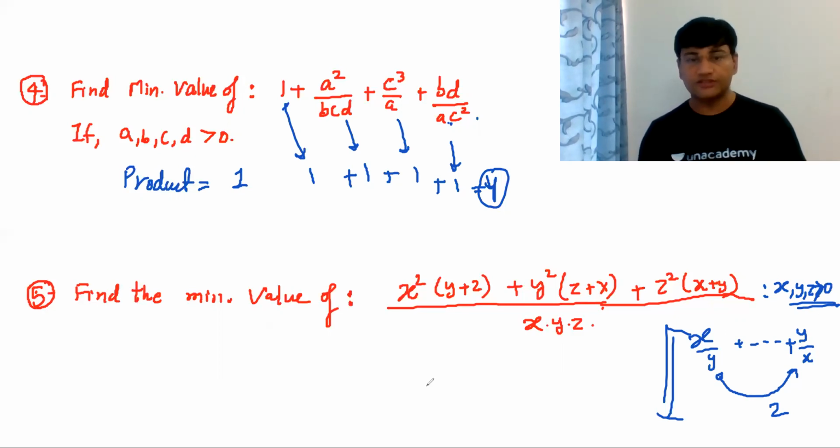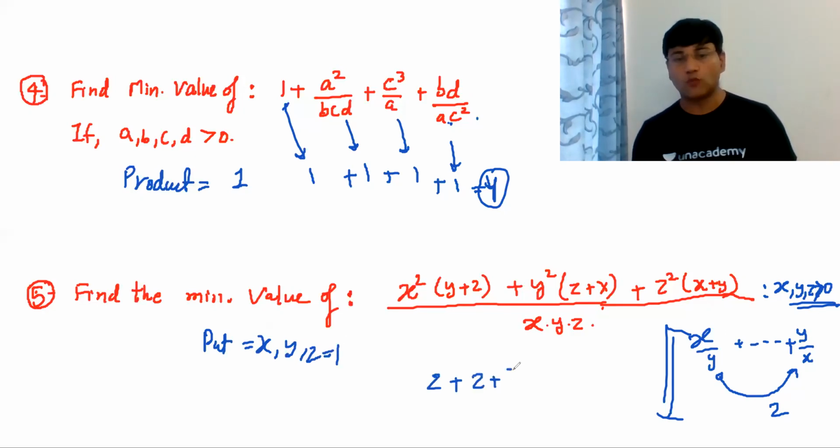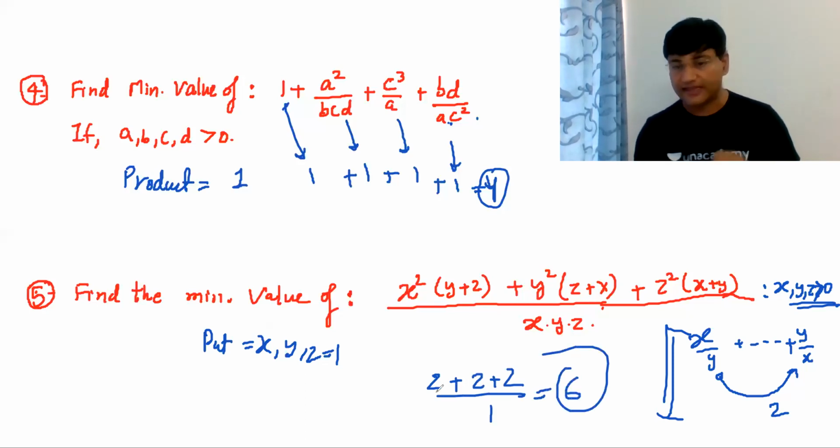In all such questions, if you just put the value of x, y, z as 1, then you will get 1 plus 1, 2 plus 2 plus 2 upon 1. Answer is 6. So that's all guys. देखो कितने जल्दी हमने इनको solve किया.